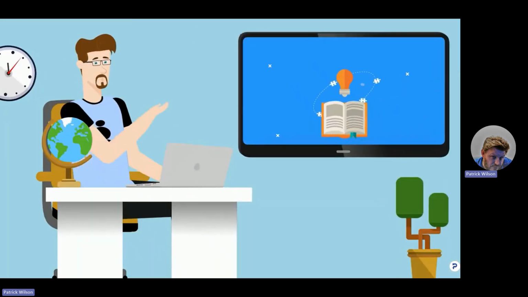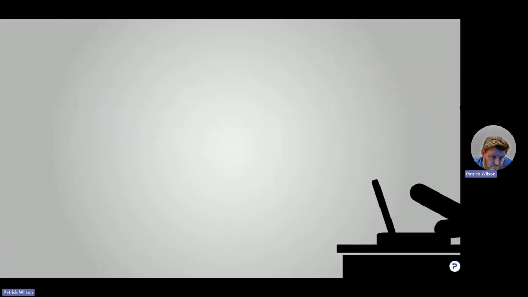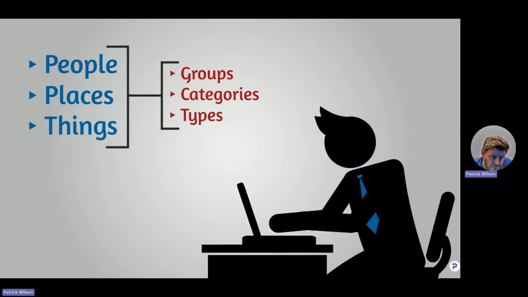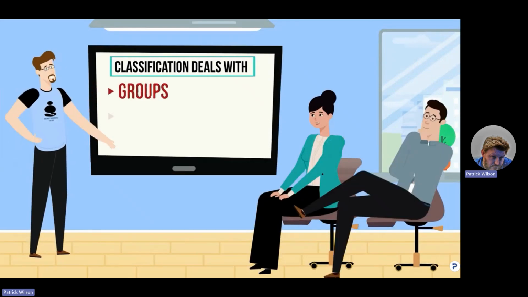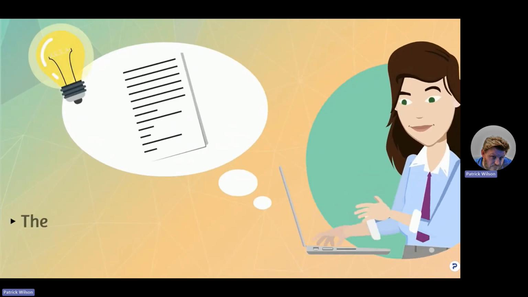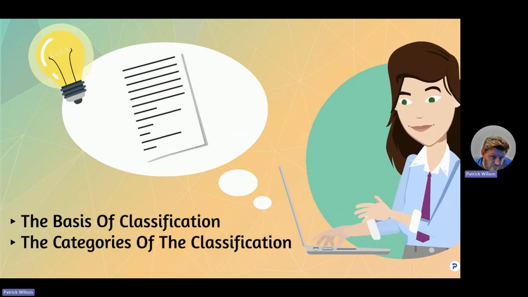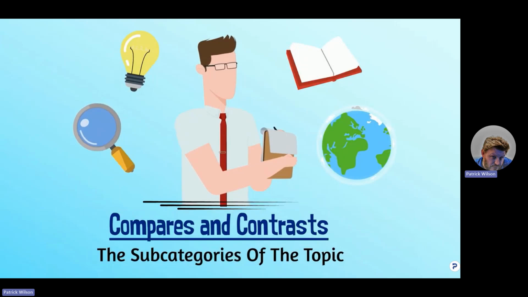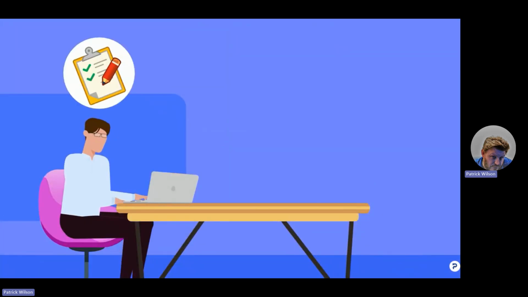Hi, welcome. Today we will discuss how to write an A-grade classification essay. In your classification essay you will put people, places or things into groups, categories or types based on a common property. So, classification deals with groups, categories or types. The writer states the topic or subject to be classified, the basis of classification and the categories of the classification in a thesis sentence. Then the writer compares and contrasts the subcategories of the topic with each other in the supporting paragraphs. Follow these steps to write your A-grade classification essay.